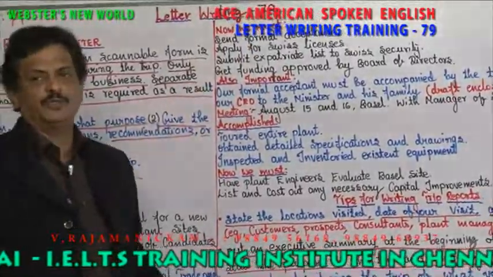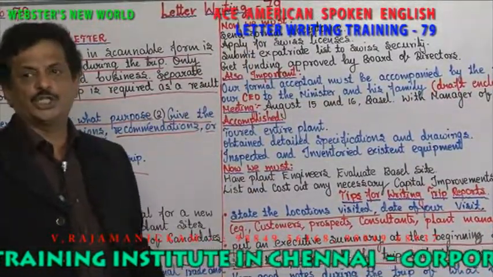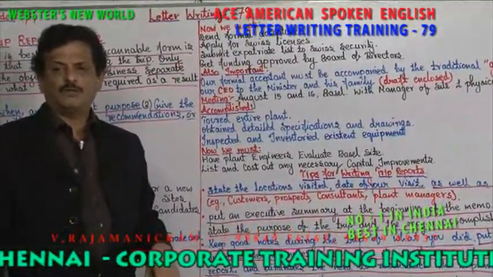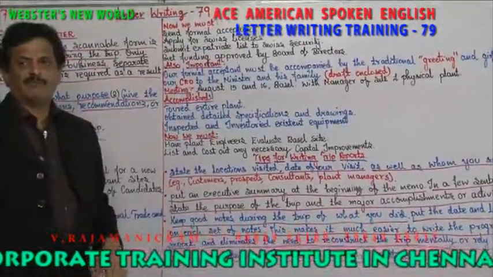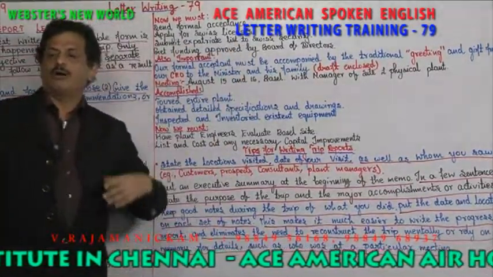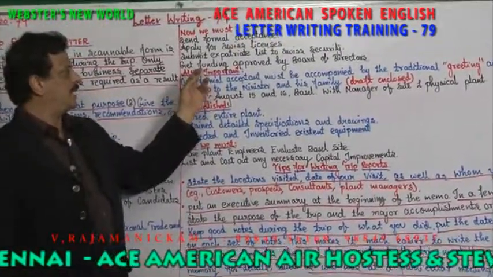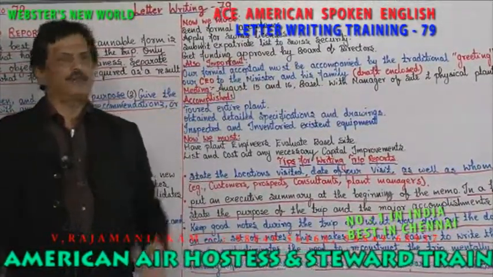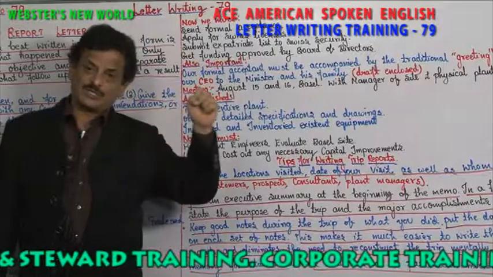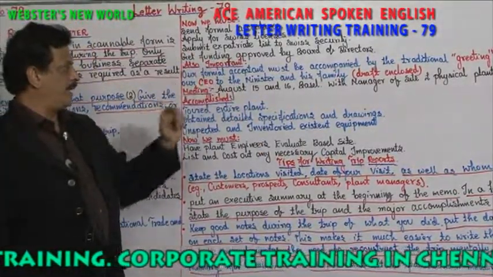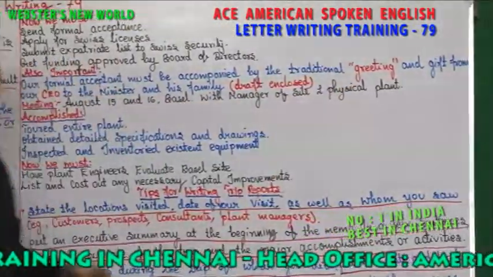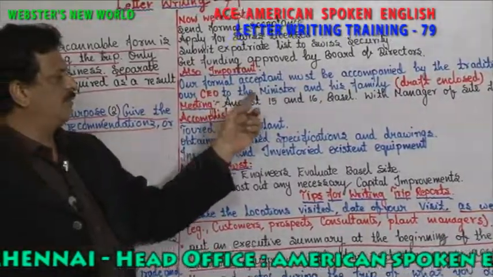Now we must know what we have to do. So what they have done and what the managing director or we should do. Send formal acceptance: we have to accept the proposal of the Swiss government. Apply for Swiss licenses. Submit an expatriate list to Swiss security, so we have to write down how many people are going from India to Switzerland. Get funding approval by the board of directors, so we have to get permission from our board of directors to invest money in the Swiss plant. Also important, our formal acceptance must be accompanied by the traditional greeting and gift from our CEO to the minister and his family.